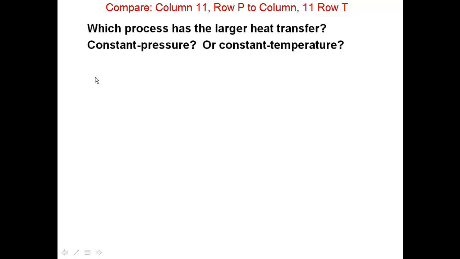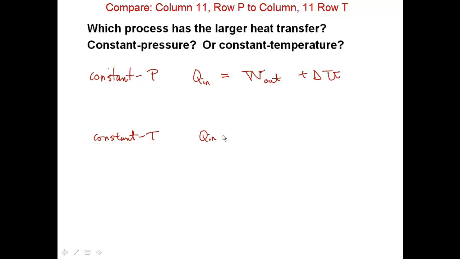So let's, for the constant pressure case, we can write our rearranged first law, that the heat transfer in was equal to the work out plus the change in internal energy. And let's then also write then for our constant temperature case that the heat transfer in was just equal to the work out.